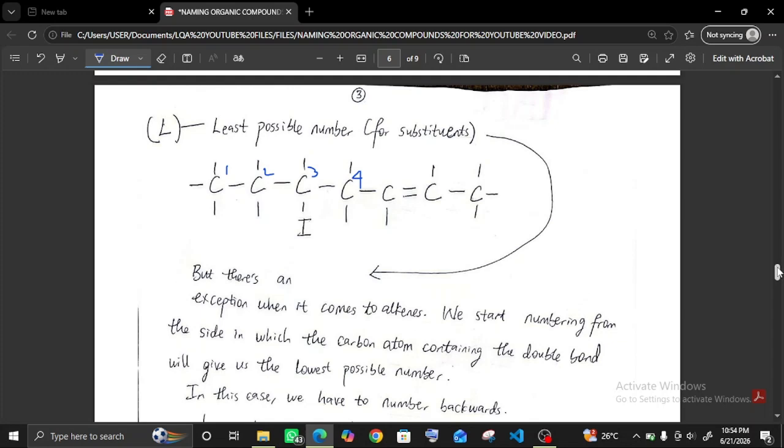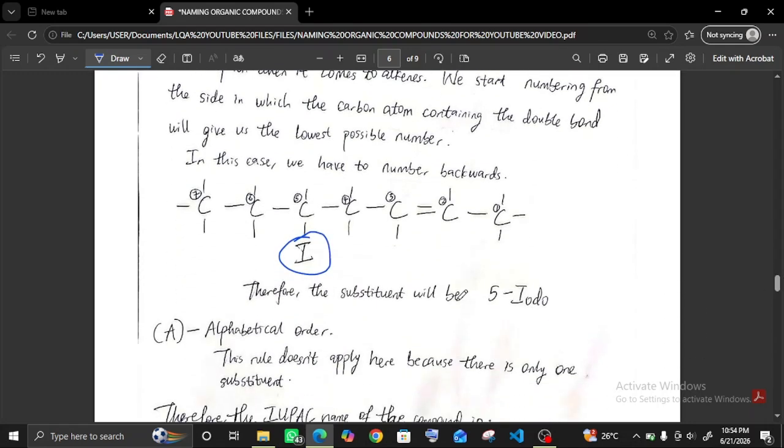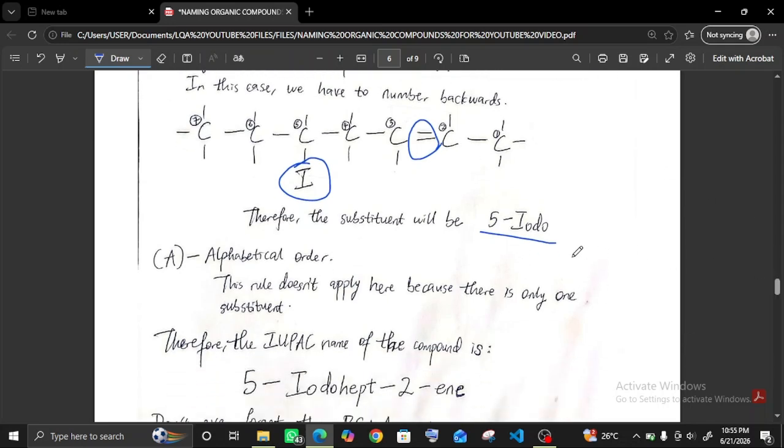And there's an exception. Now, you remember that before I said it must have the least possible number, but we already have a double bond here. So you are going to count from the side in which the double bond gives you the least possible number. If we number forward, we'll discover that the double bond will be on carbon atom 5. But if we number backward, we'll discover that it will be on carbon atom 2. So we are going to go with numbering backward. And when we number backward, iodo is on 5. Since the double bond must have the least possible number, we are giving it priority. Whenever you have a functional group, you give the functional group priority in naming the organic compound. So we are going to have 5 iodo.